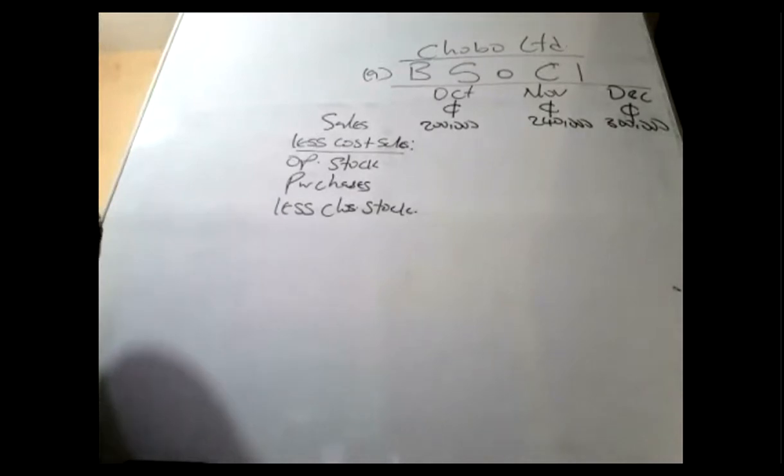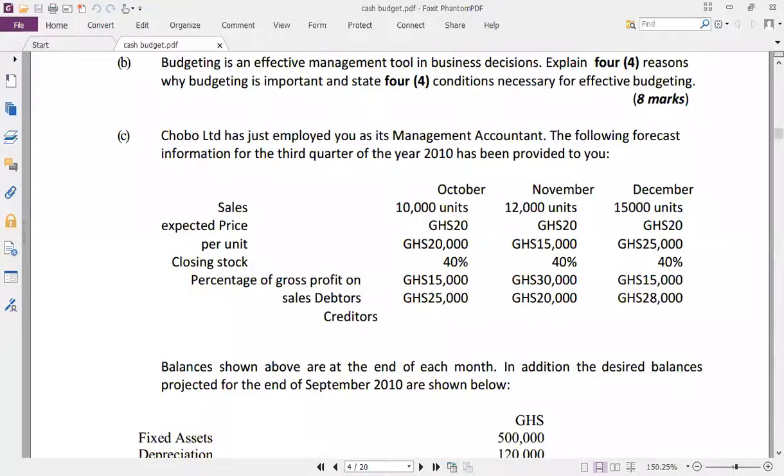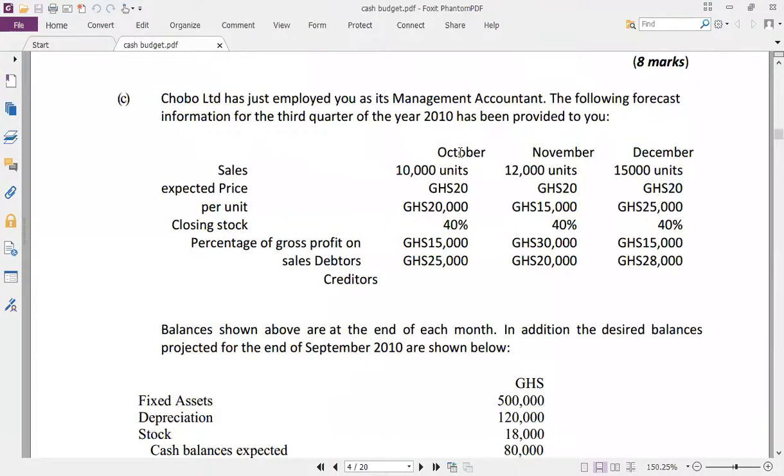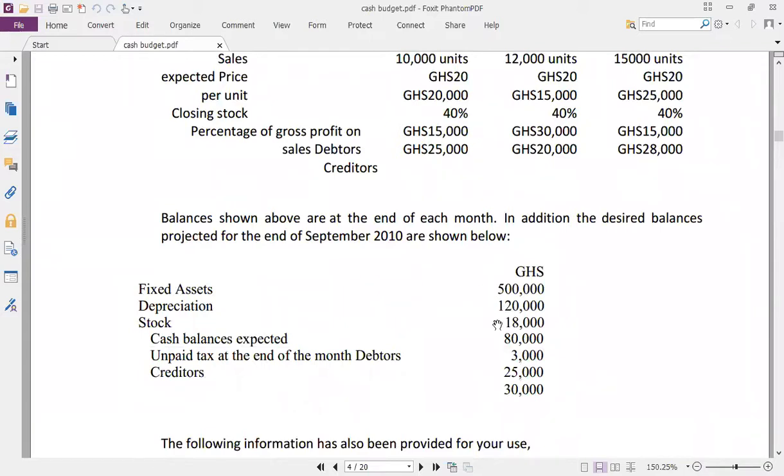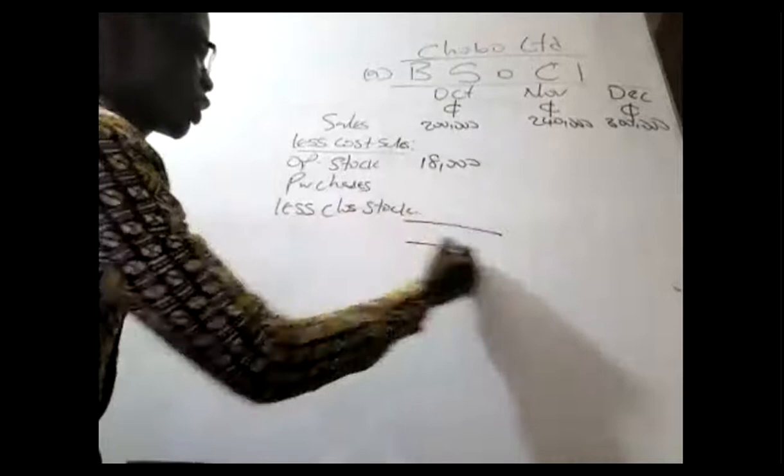Now let's look at the open stock for the first month. The open inventory for the month of October is the same as the closing inventory for the month of September. So the closing stock happens to be 18,000. So open inventory here will be 18,000. I need to get the purchases. But here what we can do is this.